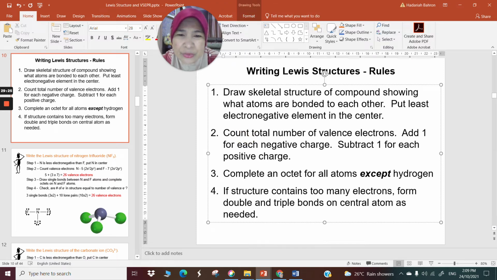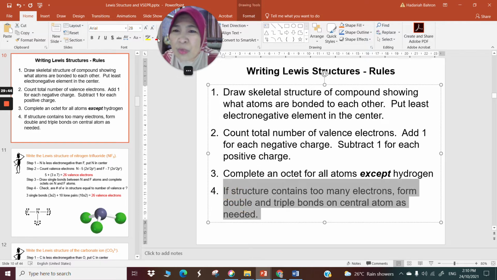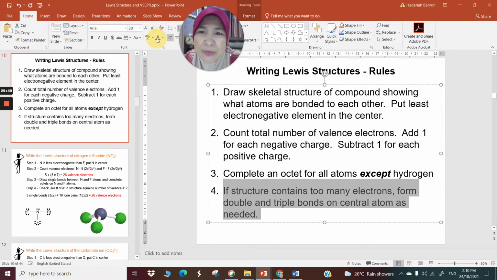And number 2, the rule is count the total number of valence electrons for all the atoms involved. Add 1 for each negative charge. You subtract 1 electron for each positive charge. You complete the octet for all atoms except hydrogen. And now this is number 4. This rule number 4 will determine whether you are going to get single bond or double bond or triple bond.